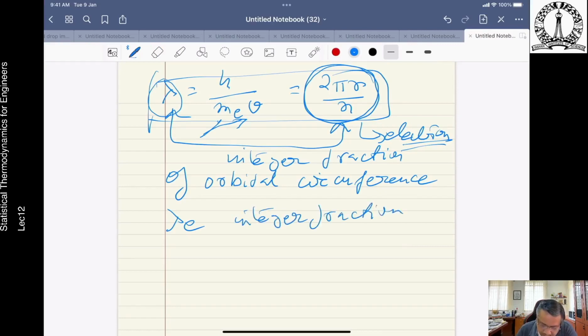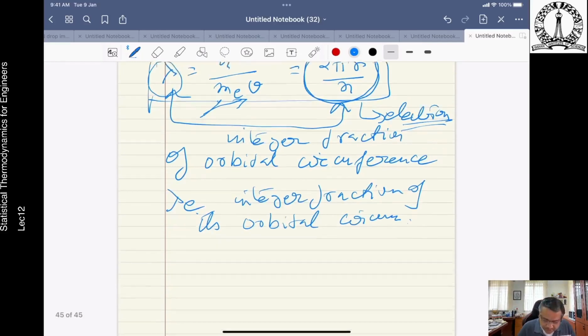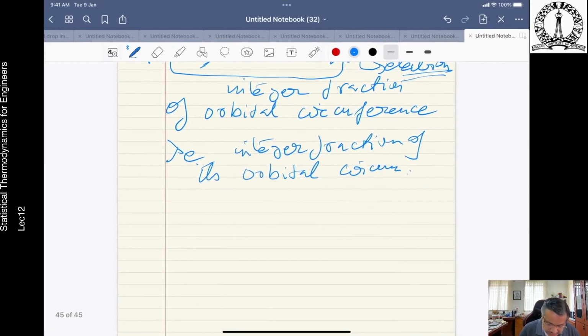fraction of its orbital circumference. Wow. So this is quite good. So this is what we mean by, when you actually have this kind of a situation. So what happened was, and also people calculated the Rydberg constant from Bohr's model.